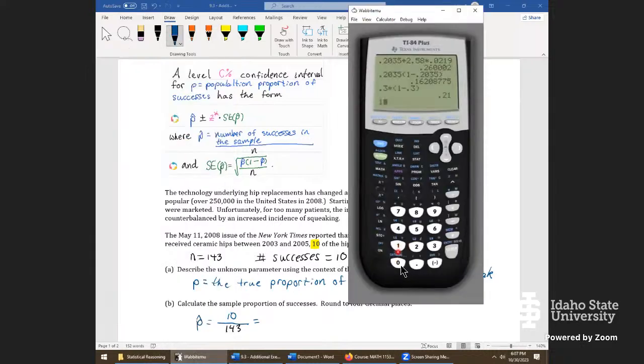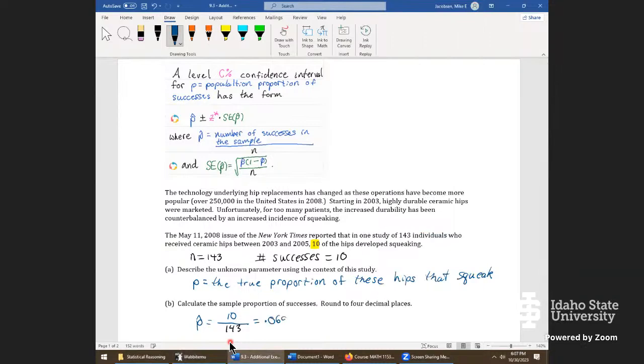So we've got lots of stuff from last week. Let's just clear that out. 10 divided by 143 gives us a sample proportion of successes at about 0.0699. The 3 to the right is going to cause it to round down to 0.0699. And so already we can say about 7% of the sample contain hips of this kind that will develop squeaking later on. And now we're wondering, amongst the entire population, how much is it going to be?